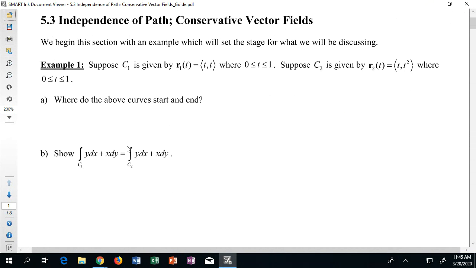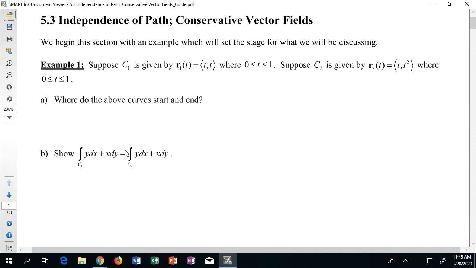Let's suppose that C1 is given by this vector function, r defined by t, where t goes from 0 to 1. And suppose that C2 is given by a different parameterization, t comma t squared. T again goes from 0 to 1. So part A, where do the above curves ultimately start and end?